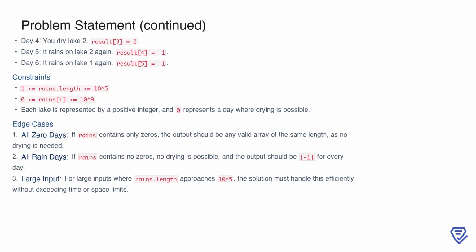For edge cases, consider when the array contains only zeros. In this situation, no rain occurs, so the output can be any valid array of the same length. Conversely, if there are no zeros, meaning there are no drying opportunities, the output must simply be -1 for each day. Finally, when the input size is very large, the solution must remain efficient in terms of both time and space, ensuring it can handle up to 100,000 days without performance issues.